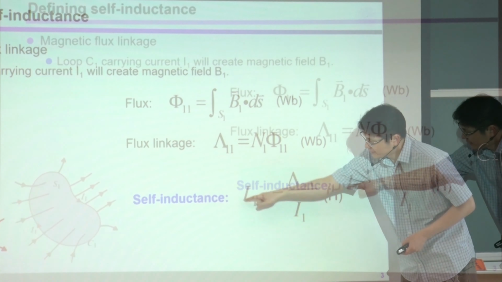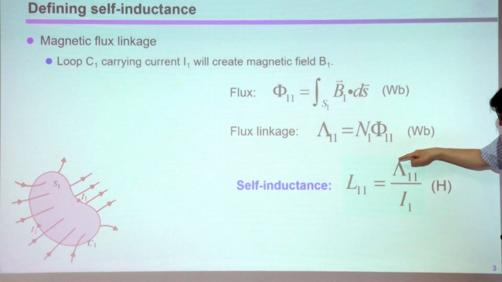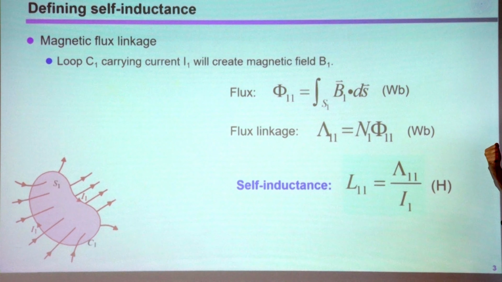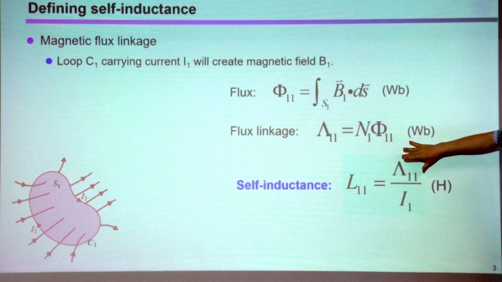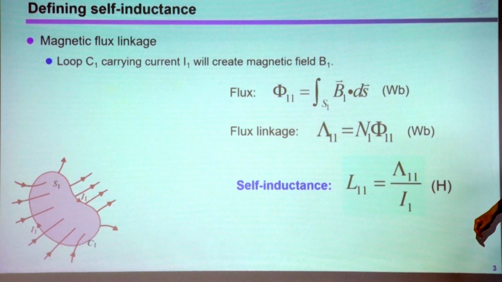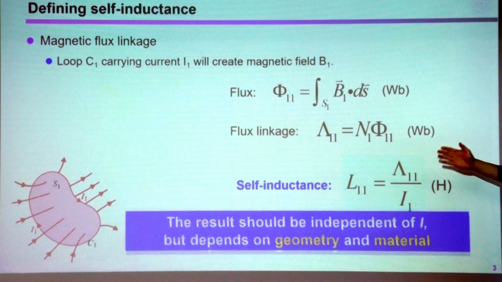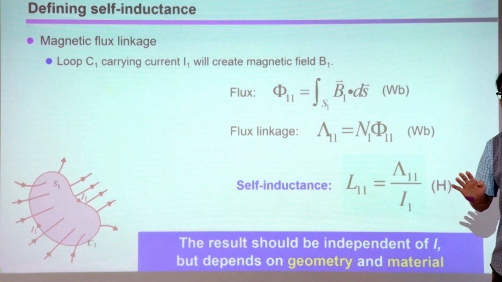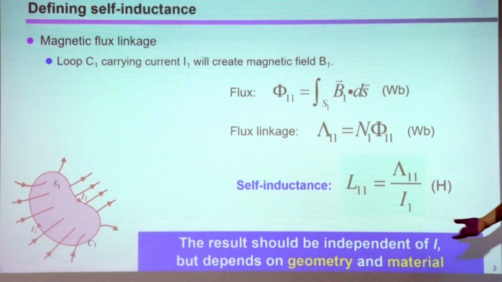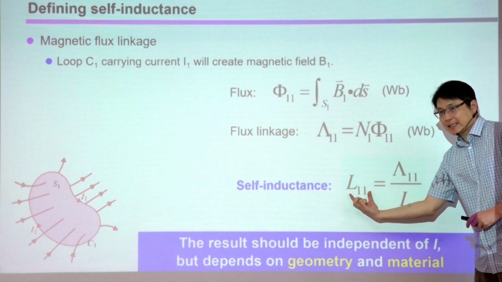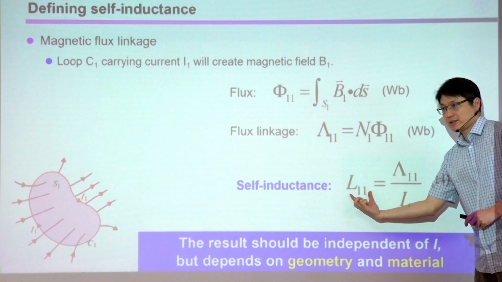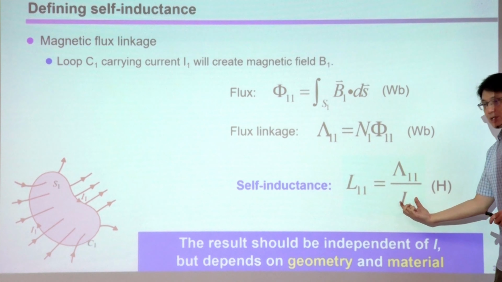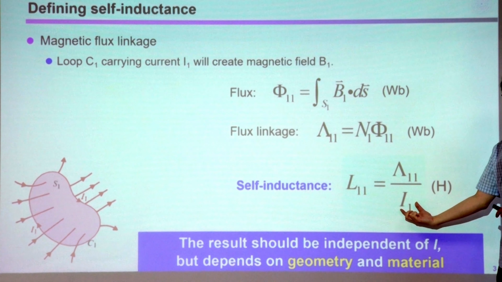Basically, self-inductance is your flux linkage divided by the operational current. All right? So the flux linkage divided by I is your self-inductance. This is something we learned in the past. But now you have to ask, this value, the inductance value, does it change as you change your operational current value?